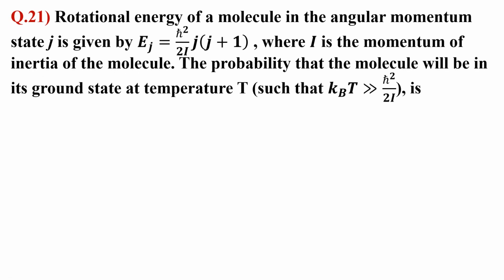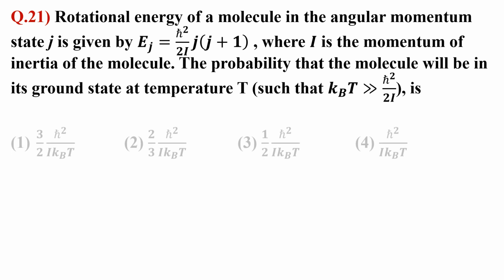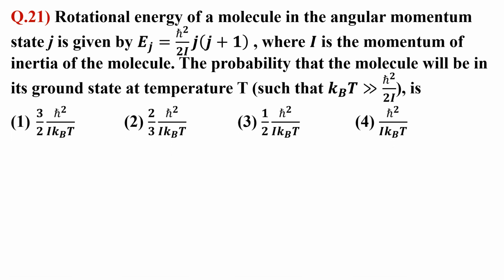Question 21. Rotational energy of a molecule in the angular momentum state J is given by Ej equals h cross squared upon 2I times J(J+1), where I is the moment of inertia of the molecule. The probability that the molecule will be in its ground state at temperature T such that kBT is greater than h cross squared by 2I is: option 1, 3 by 2 h cross squared upon I kBT; option 2, 2 by 3 h cross squared upon I kBT; option 3, half h cross squared upon I kBT; option 4, h cross squared upon I kBT.